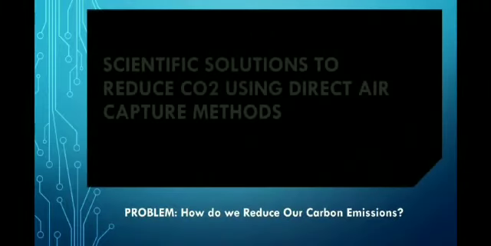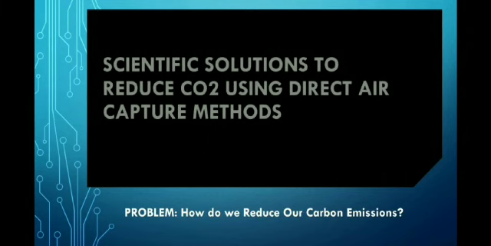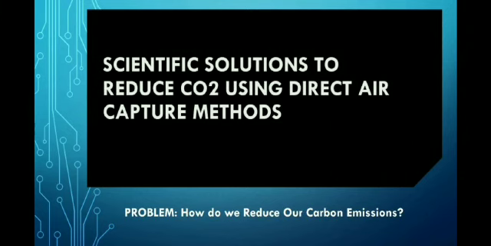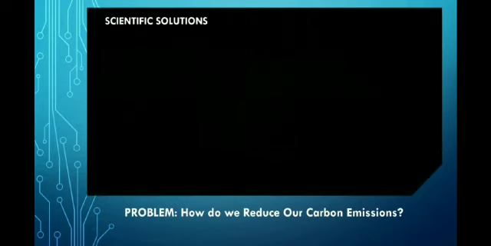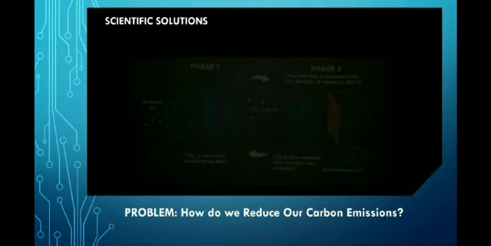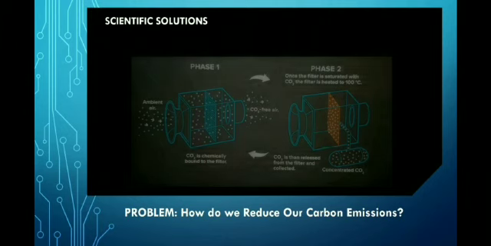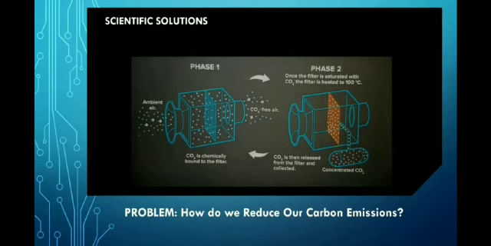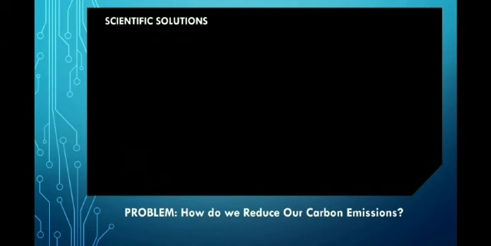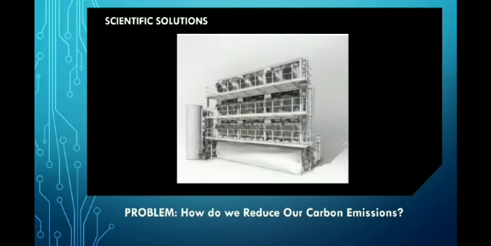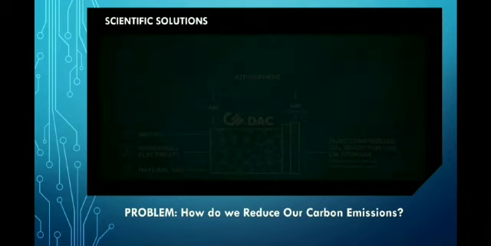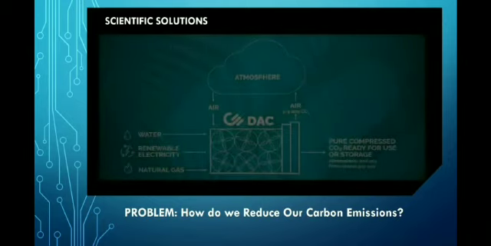Let's take a look at the scientific solutions on how to reduce carbon dioxide using direct air capturing methods. First, air is drawn into the plant and the CO2 within the air is chemically bound to the filter. Once the filter is saturated with CO2, it's heated using mainly low-grade heat as an energy source to around 100 degrees Celsius. The CO2 is then released from the filter and collected as concentrated CO2 gas to supply to customers or negative emission technologies. CO2-free air is then released back into the atmosphere.